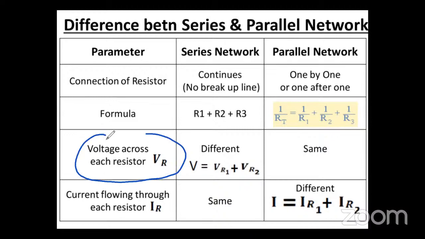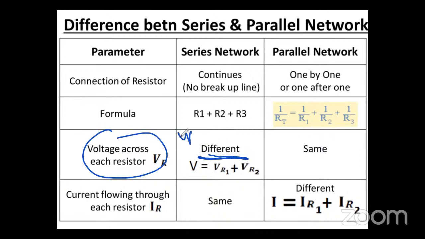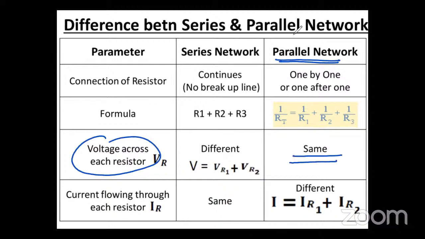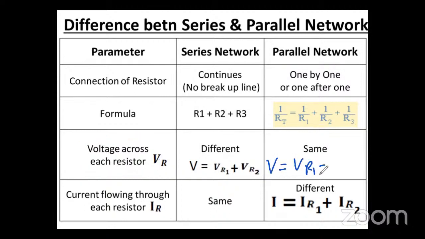Voltage across each resistor, मतलब R1 R2 R3, इसके across कितना voltage है? In series, all are different. So VR1, VR2, VR3 all are different. At the end we can write the formula V equals VR1 plus VR2 plus VR3 also, depend upon कितने resistor, दो होंगे तो VR1 plus VR2. There are three resistors, VR1 plus VR2 plus VR3. In the parallel network, voltage are same, so I can write here V is equal to VR1 is equal to VR2 is equal to VR3.